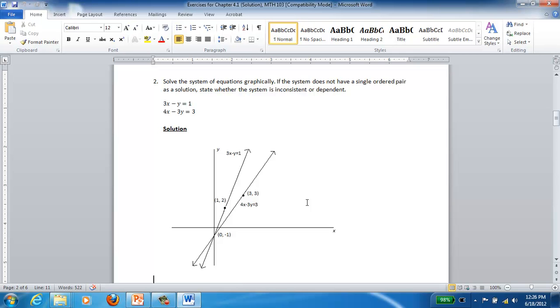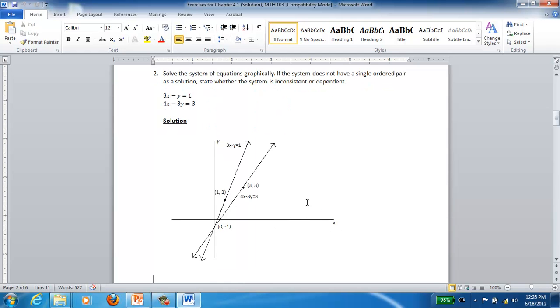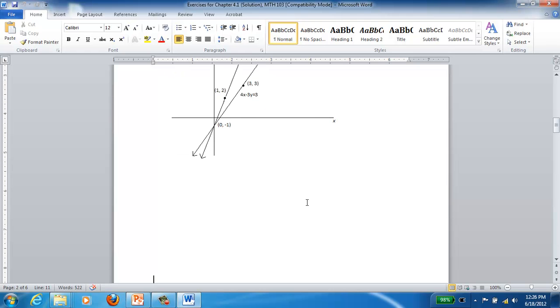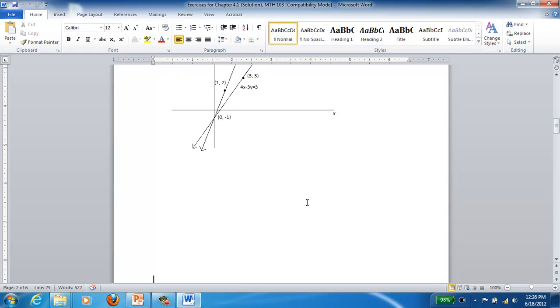We can take the two equations in slope-intercept form, y equals 3x minus 1 and y equals 4/3 x minus 1, and graph them. We can see here that the common point of intersection is the point 0, negative 1. So once again, we have a consistent system. Next example.